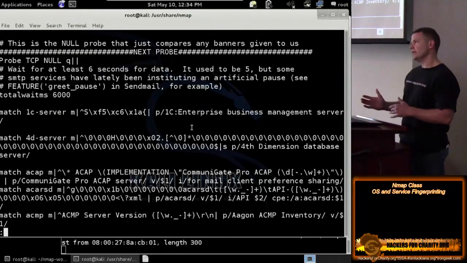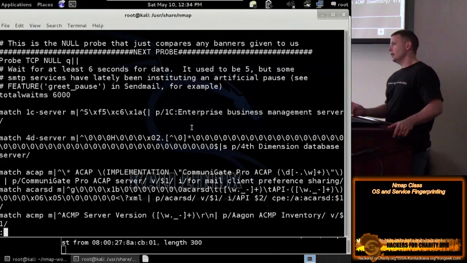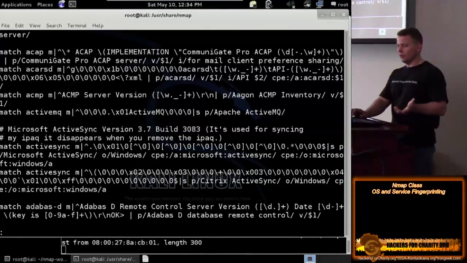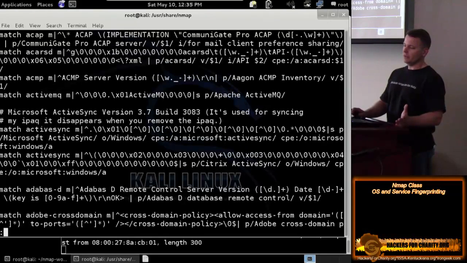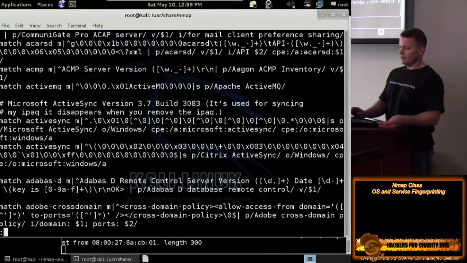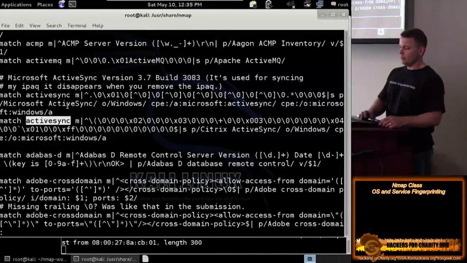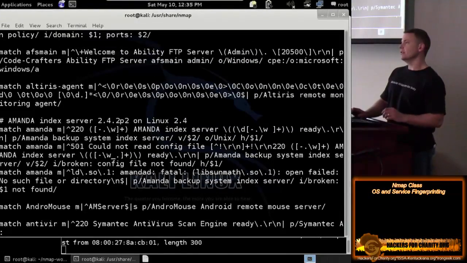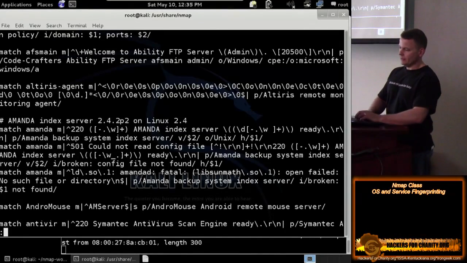There's going to be, in most cases, lots of matches for any given probe, because one probe could elicit responses from any number of different services running on any number of different operating systems. And you can see the name of the match is in the first column as well. I didn't mention that before. So of course you can search these files looking for different servers that you might be interested in. So there's the Microsoft ActiveSync. It's probably one that people know about in here. Somewhere in here is, in this first null section actually, is the MySQL matches. So MySQL will respond to a null probe.